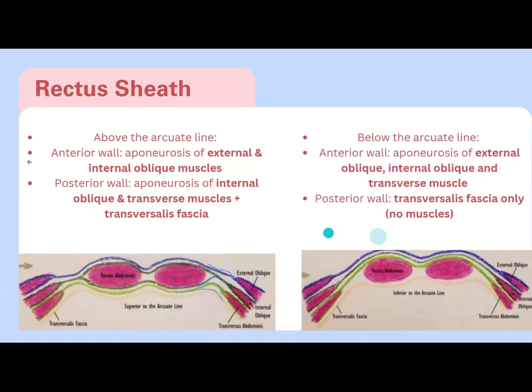As for below the arcuate line, you have the anterior wall made up of the aponeurosis of the external oblique, internal oblique, and transverse abdominis. And posteriorly, it's made up of the transversalis fascia only, and there are no muscles.